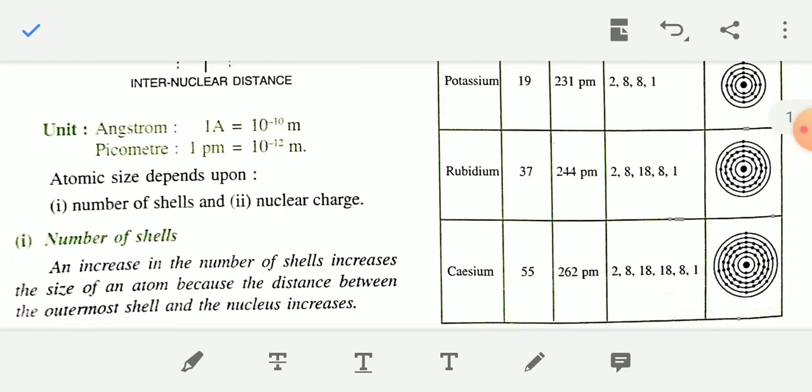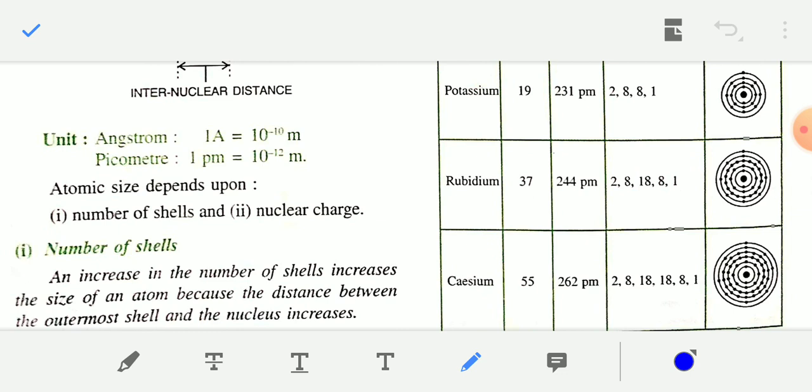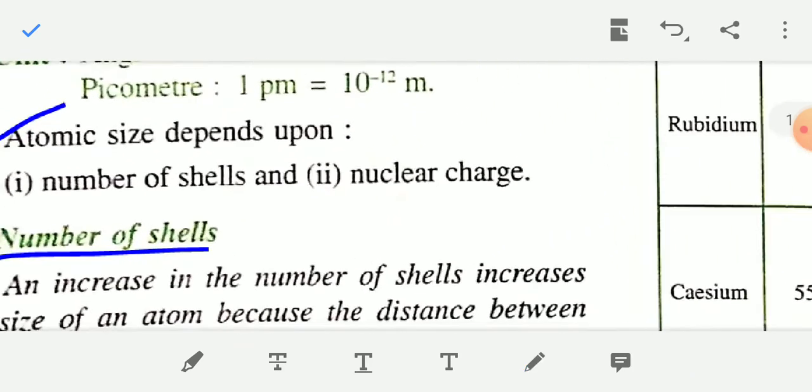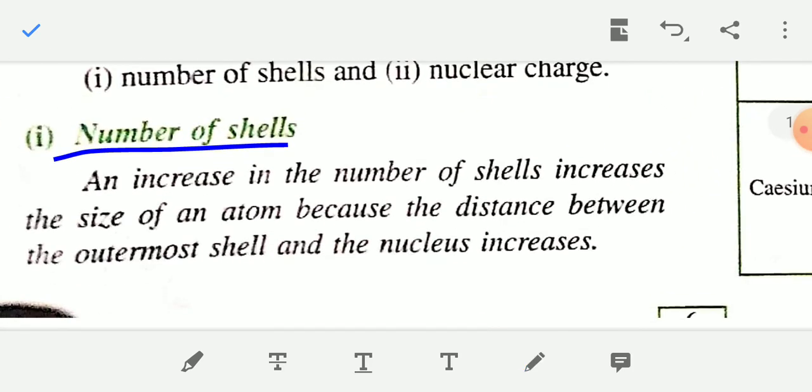Now see the factors. Atomic size depends upon two factors: one is the number of shells, another is nuclear charge. On which factors does atomic size depend? The answer is the number of shells and nuclear charge. So first, the number of shells.